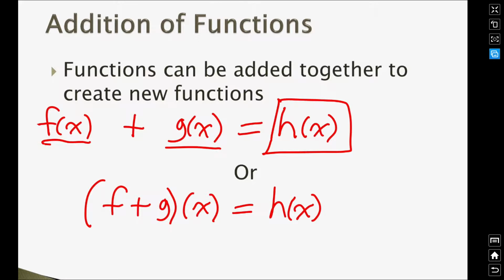Now, one thing to keep in mind is that both of these are the same. So if I have f of x plus g of x equals h of x, it's exactly the same thing as f plus g of x equals h of x. They are exactly identical. I usually just use the former, f of x plus g of x equals h of x. It makes more sense to me, but some textbooks and some people will use the one on the bottom. Remind yourself that they are the same.